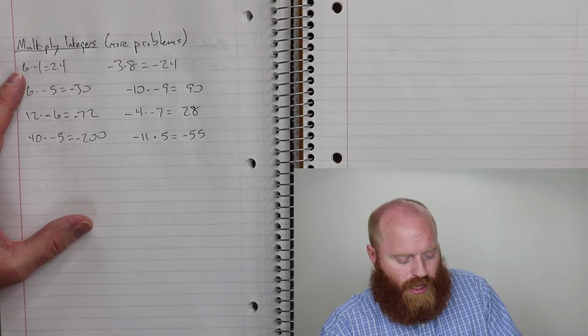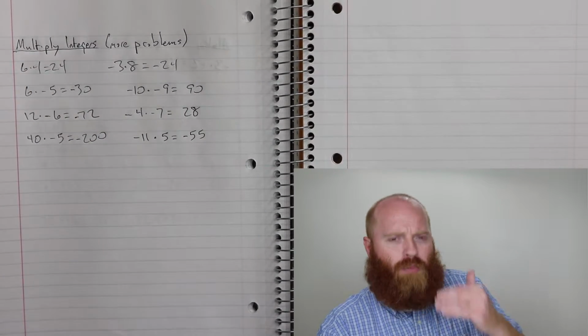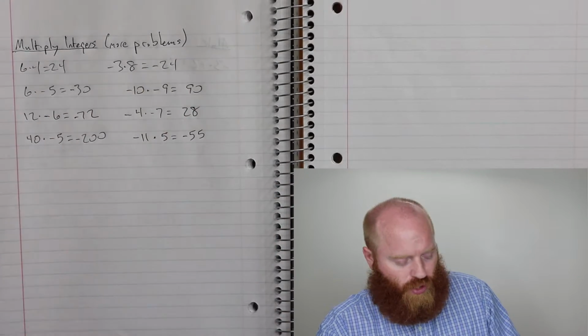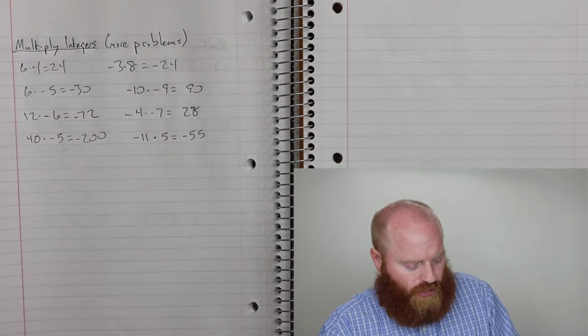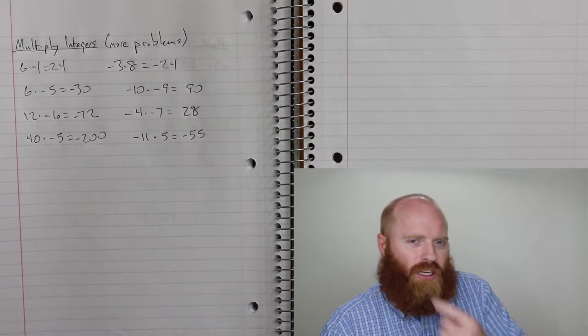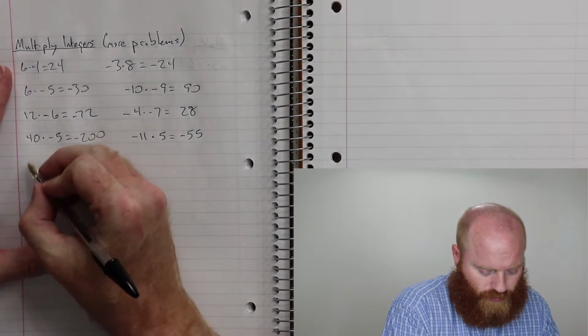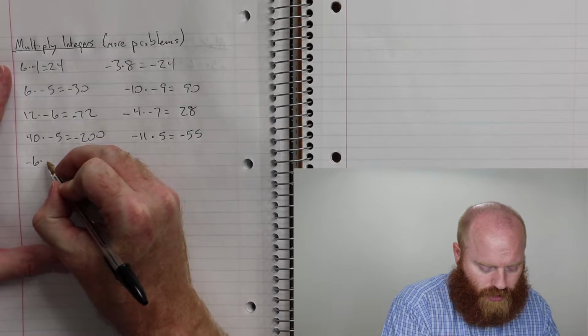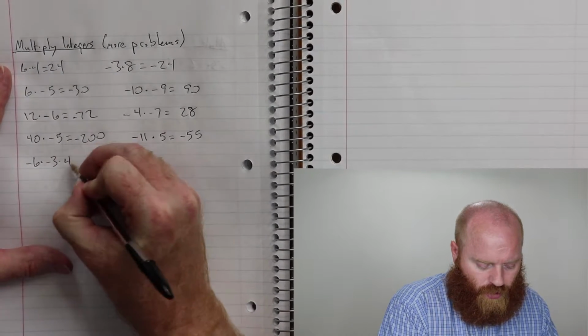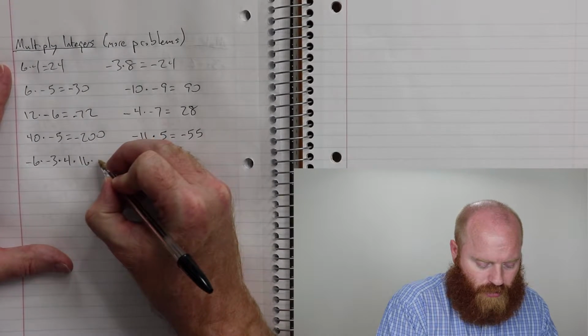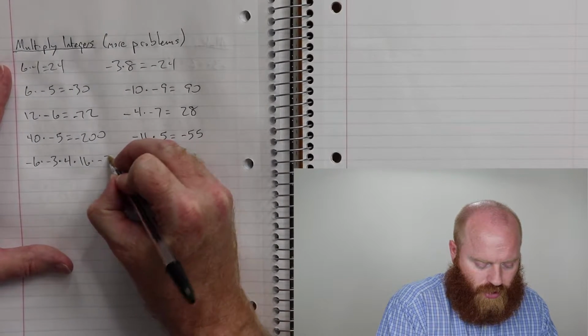Now I'm going to ramp it up. I'm going to multiply more than two integers. Kind of like we did at the end of the first video, but I'm going to show you a little something I think I might have left off. Negative 6 times negative 3 times 4 times 16 times negative 10.